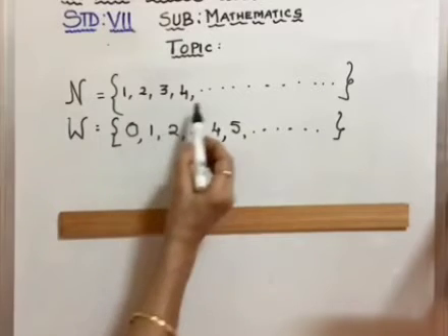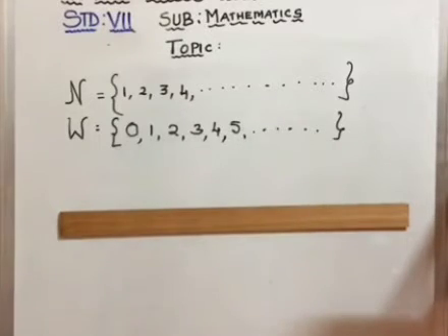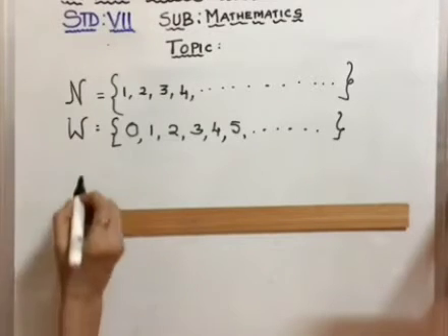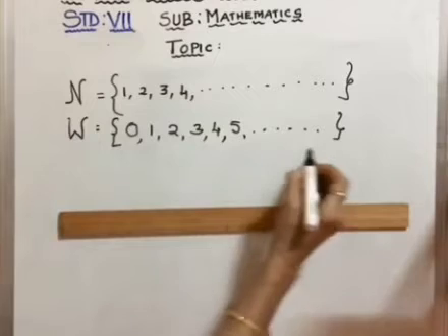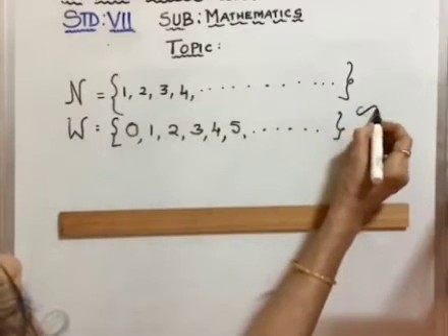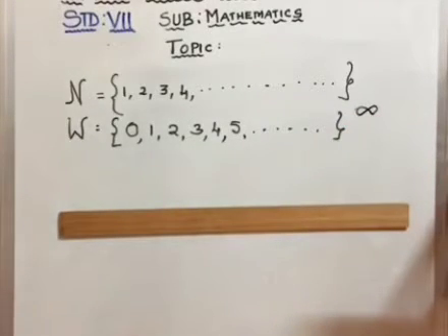If you have noticed, I have written these dots. They represent infinity, or countless, endless, unlimited numbers. And the symbol for infinity, if you all remember, that is the symbol for infinity. You have learnt it in your 6th standard. Okay, now we move on.